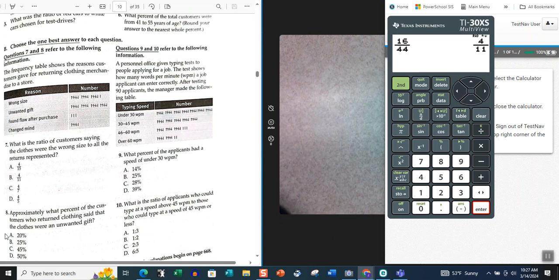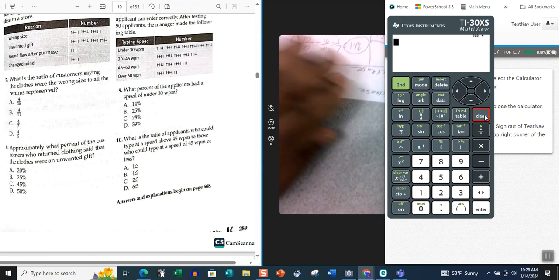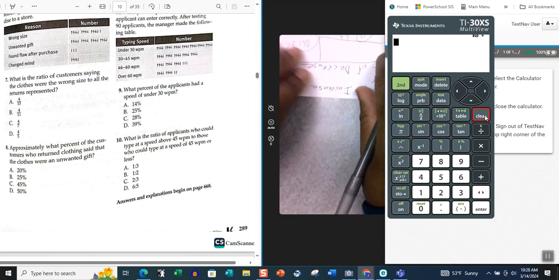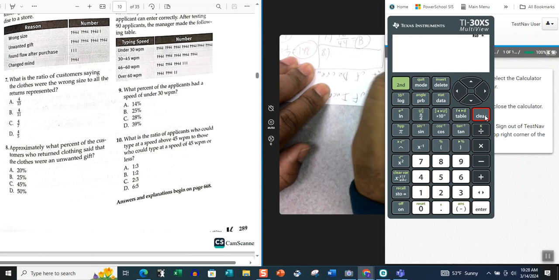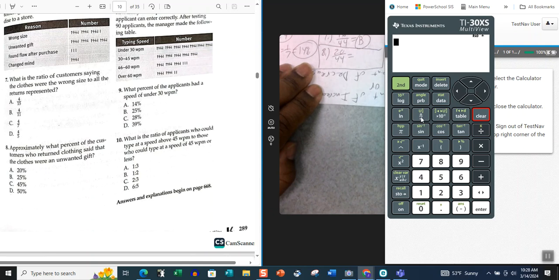Now we go here to problem number 8. Approximately what percent of the customers who returned clothing said that the clothes were an unwanted gift? Okay, so basically they want this as a percent. So unwanted gift, we see here was 20. So it's 20 out of 44, which is the total. So for number 8, we have 20 out of 44, and we want to write that as a percent.